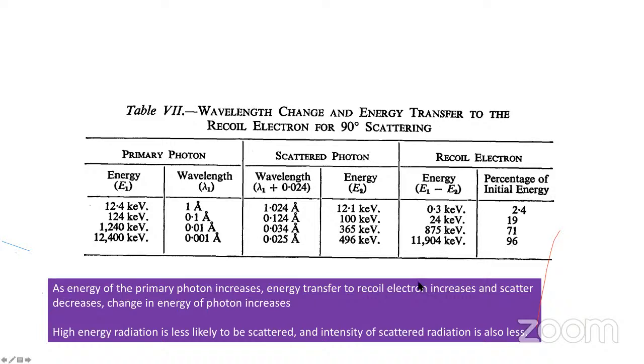So, in a nutshell, as we increase the energy of the primary photon, the incident photon, the energy which is transferred to the recoil electron increases, and the scattered photon energy decreases, and the change in energy of the photon increases. So high energy radiation is less likely to be scattered, and the intensity of scattered radiation is also less.